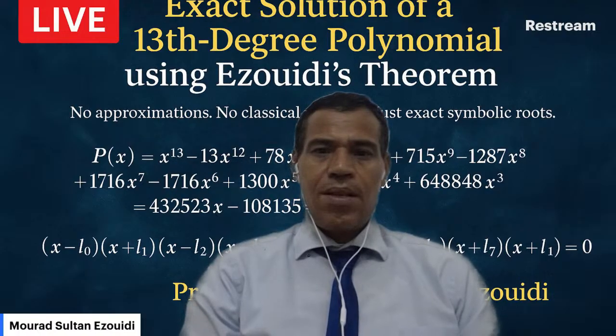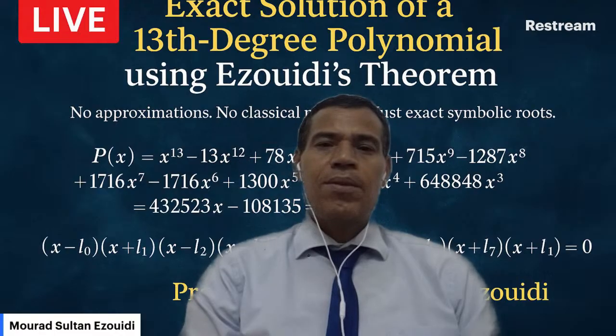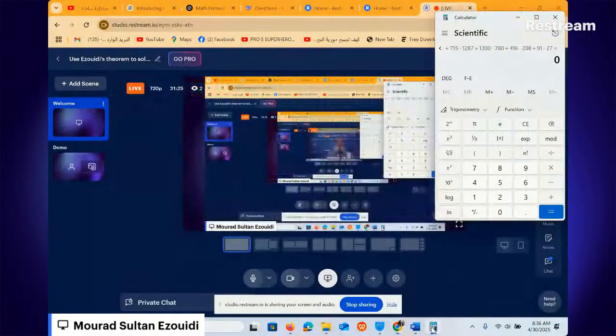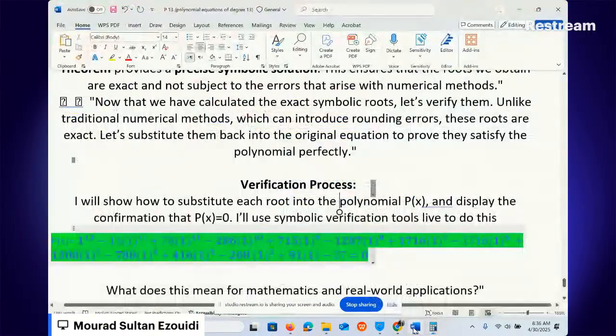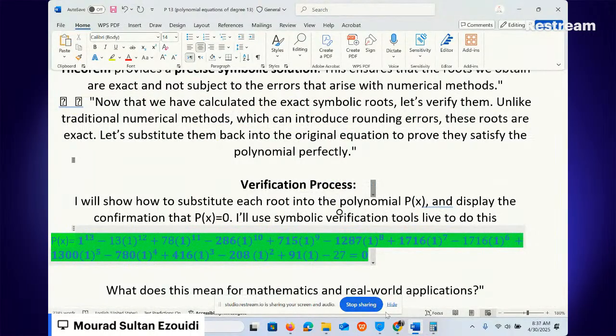And, okay, just a moment. I will show you something before this moment. Sorry again. This is what we call our polynomial to the power 13. I will make the verification. I forgot to share the screen.